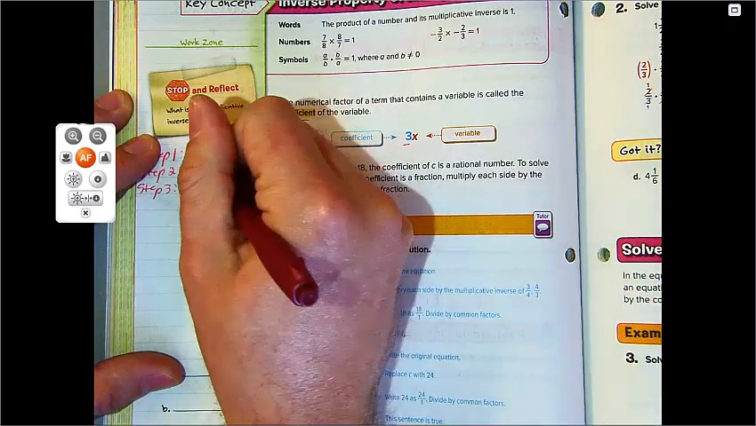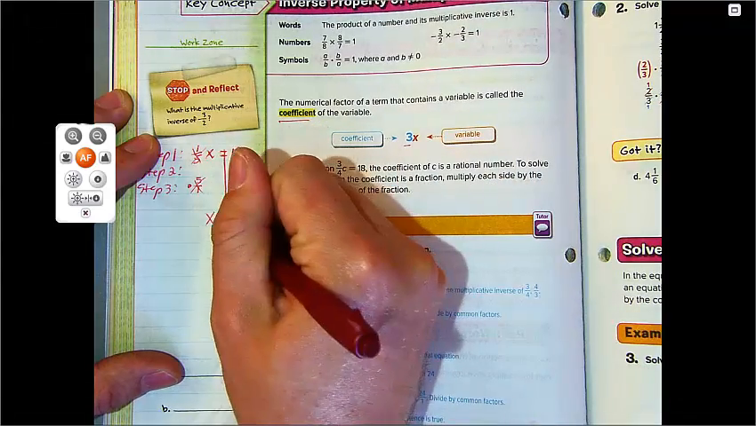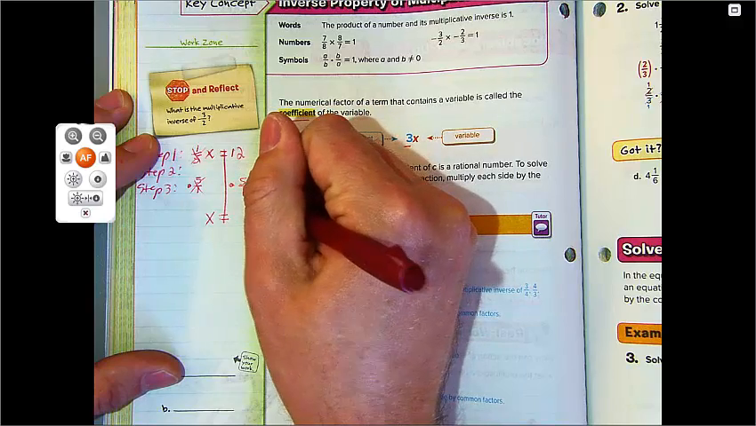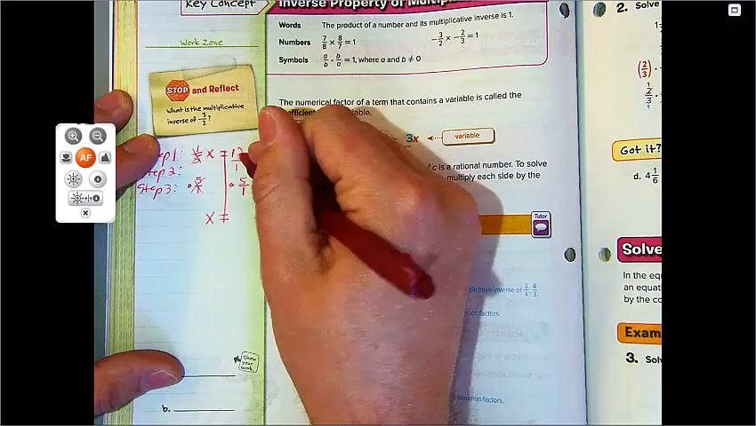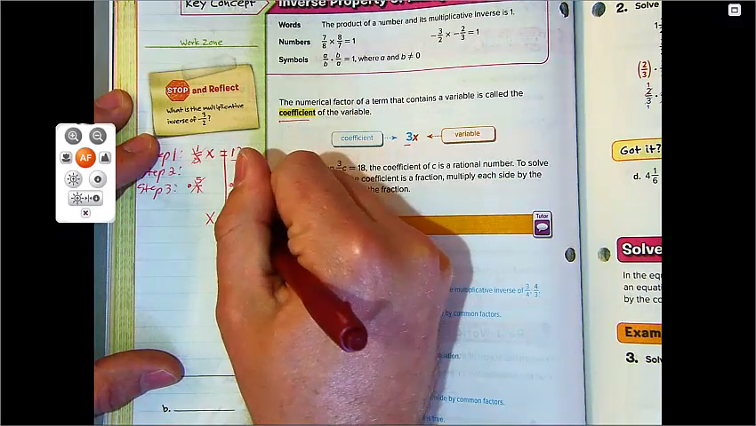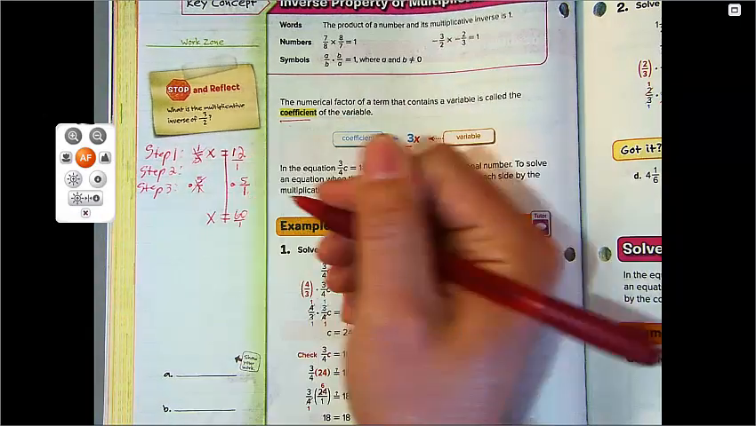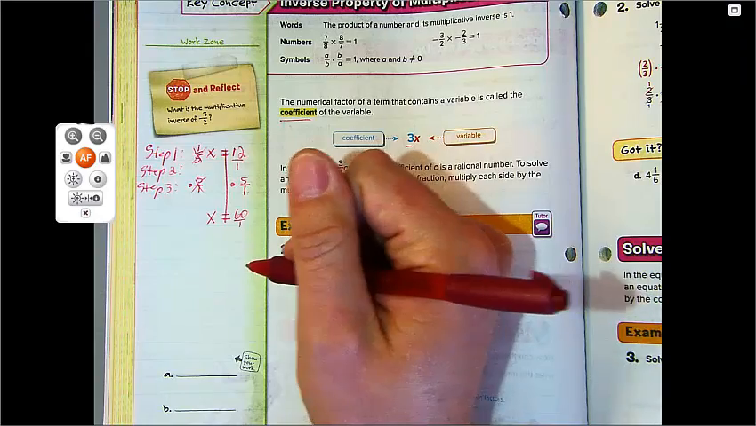So those cancel over here and just become 1. So I'm left with x or 1x. Either way would be fine. And then it's 12 times 5/1. Well, I need to make 12 a fraction. So 12/1, multiply your top numbers. 12 times 5 is 60. 1 times 1 is 1. 60 is the same as 60/1. So x equals 60. If you need to watch that again, feel free to do so.